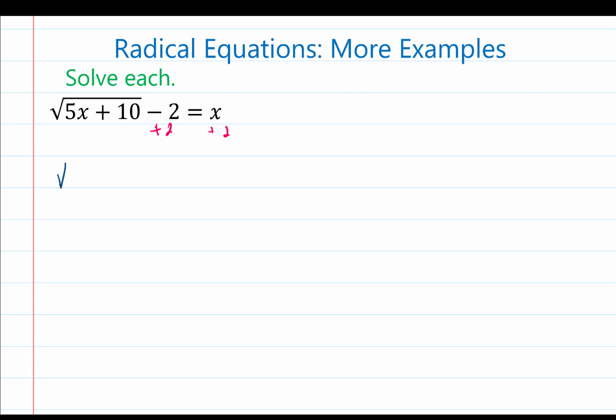This now gives us a new equation of the square root of 5x plus 10 is equal to x plus 2. Now we need to identify the index of the radical. It's not written, so it's assumed that the index is a value of 2. We are now going to raise both sides to the power of that index, which is 2, and simplify. On the left side, the power and the radical undo each other, leaving us with 5x plus 10.